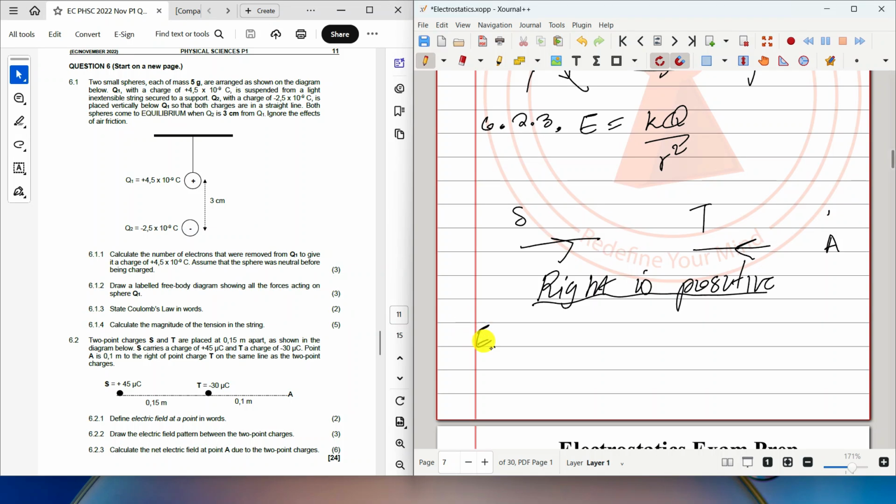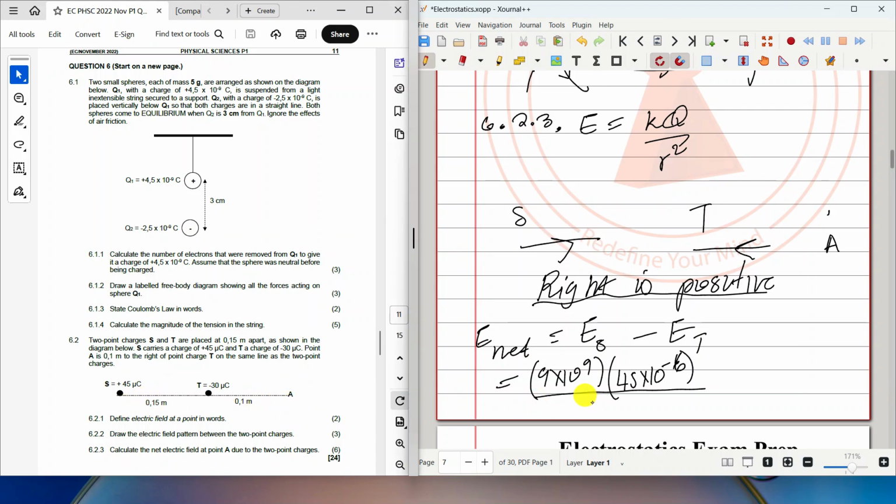So E net will then be E due to S minus E due to T. Now let's go. What is this? This is 9 times 10 to the 9. What is the charge? The charge was positive 45, 45 times 10 to the negative 6 because it's microcoulomb. What is the distance? The distance from charge S to point A is 0.25 meters.